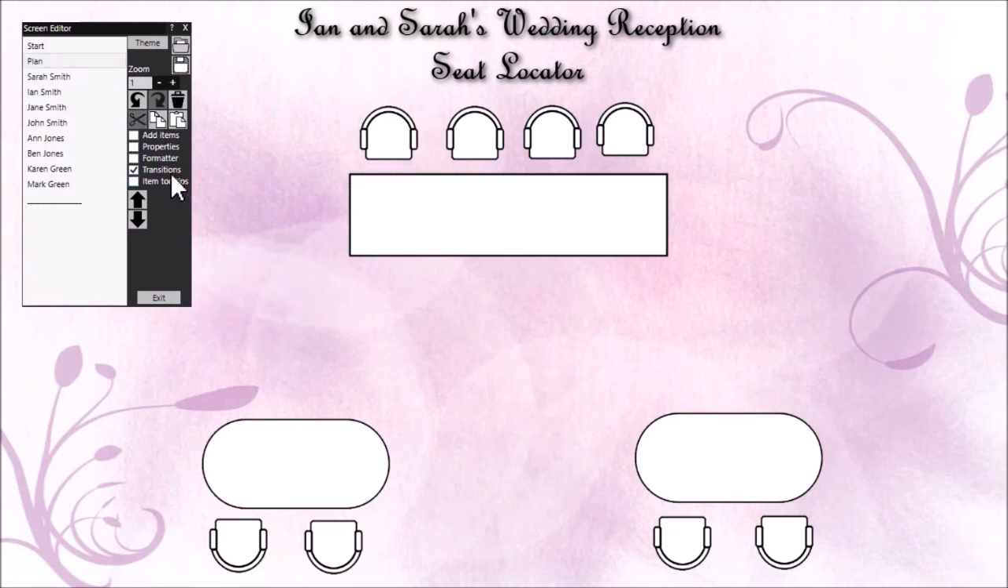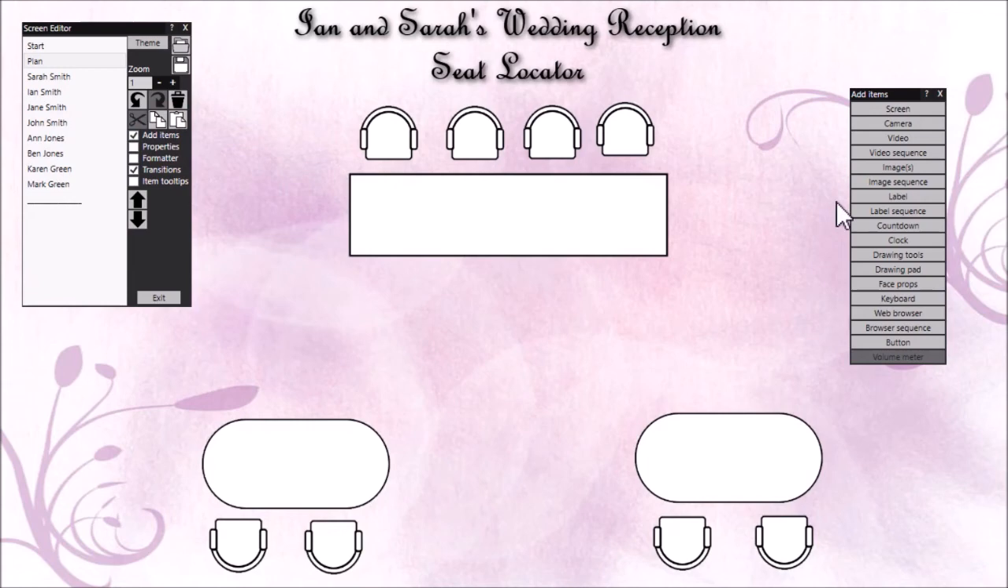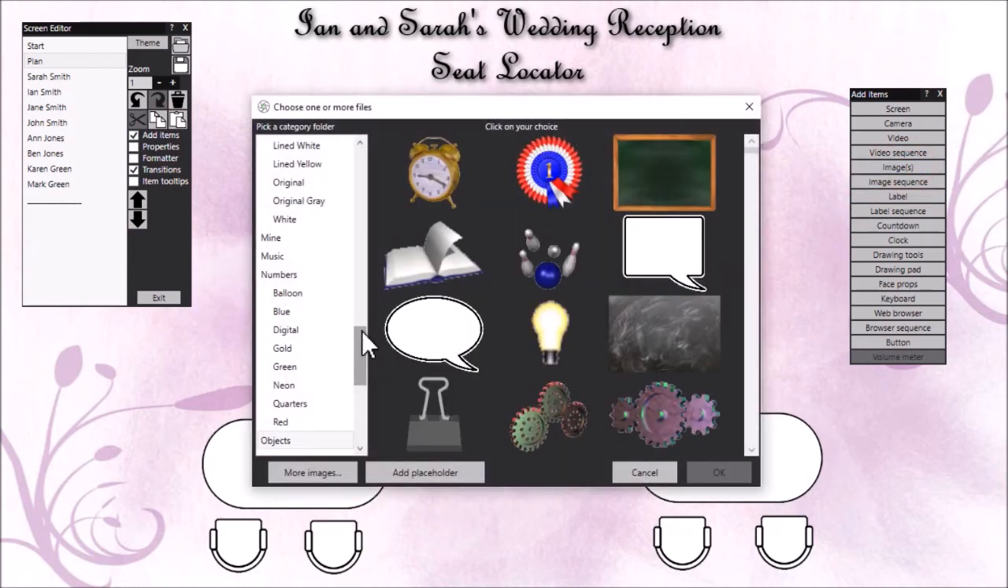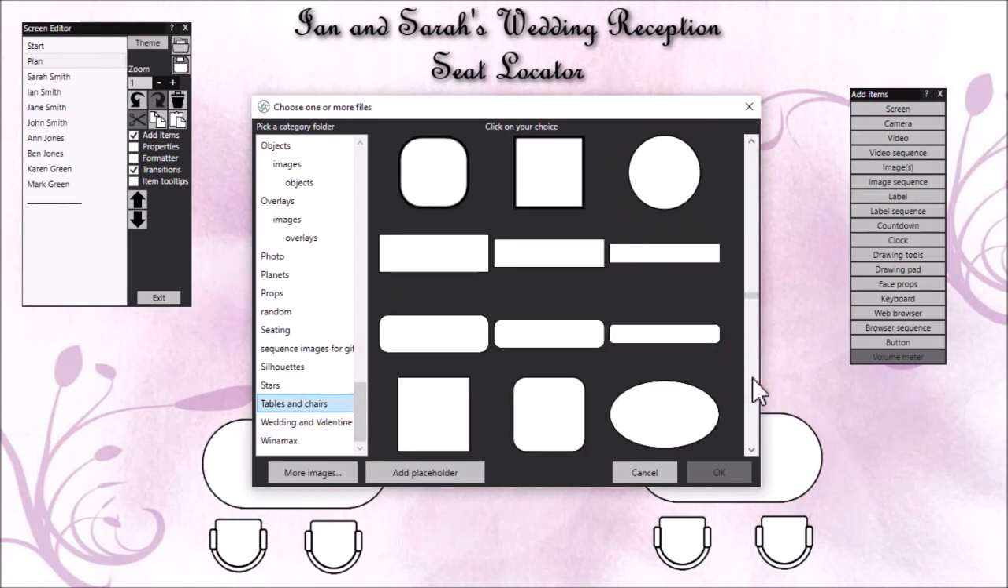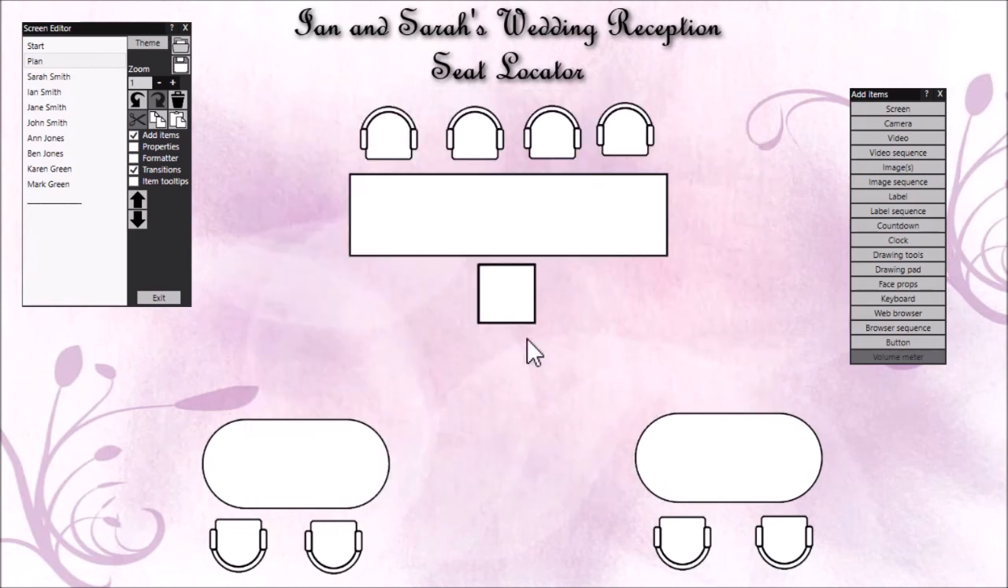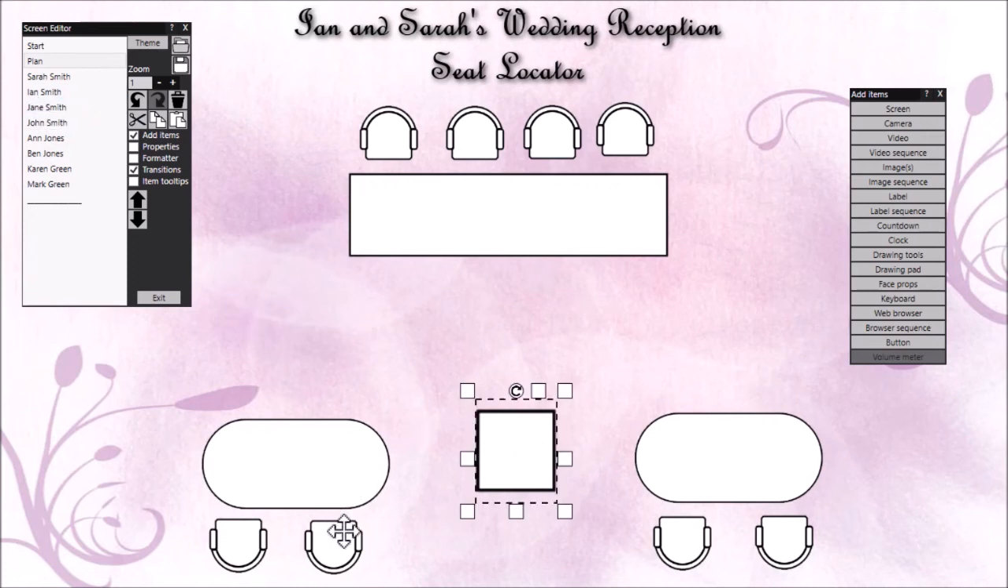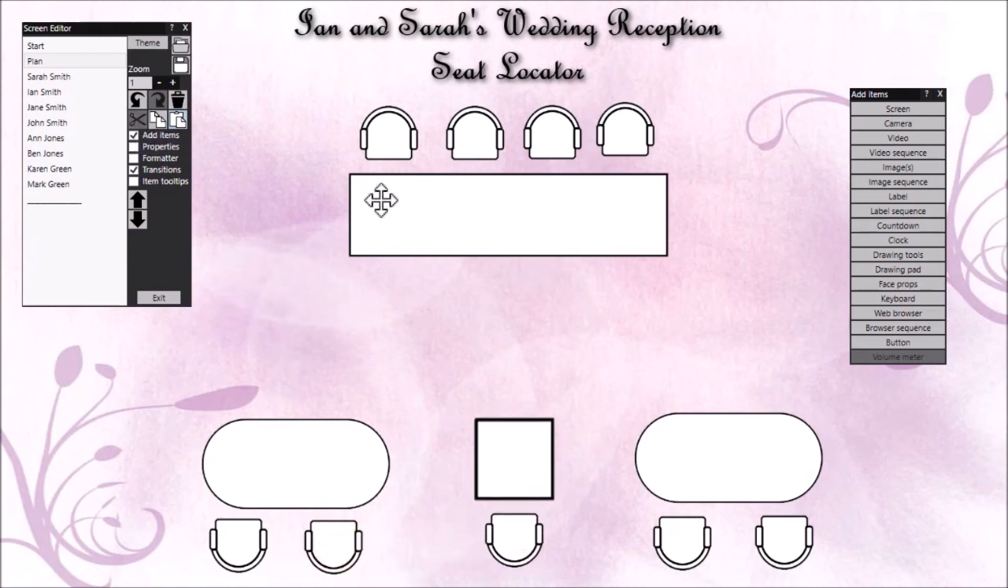So let's add another table. We have one more guest. So I'm going to create another image. This time back to the tables and chairs. I'm just going to have a separate table. Let's just have a square one. Put that table here. And I need another chair, so I'm going to duplicate that one, copy, paste, drag this over here.